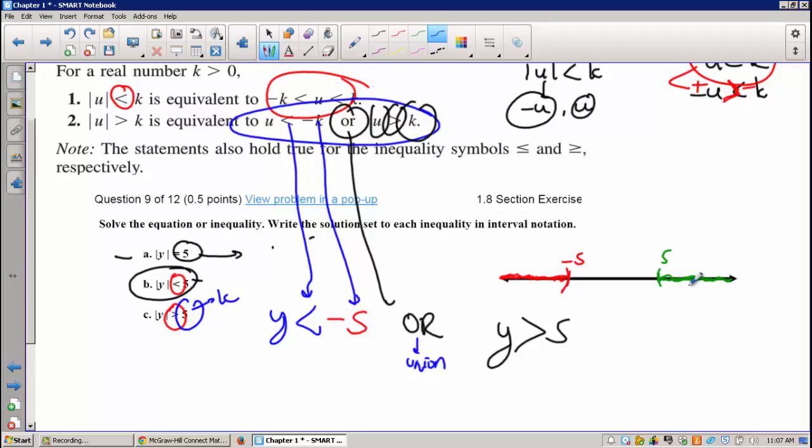So I need to combine two intervals. First, find the interval notation for this one. How do you write this? Remember, when you're writing interval notations, you need to read from left to right. Where do you start on the left side? Negative infinity. Where do you stop? -5. Included, excluded? Excluded, because no equality. What is this green one? From left to right, I hit 5 first. So you start with 5. Where do you end? Alright, there are two separate intervals.